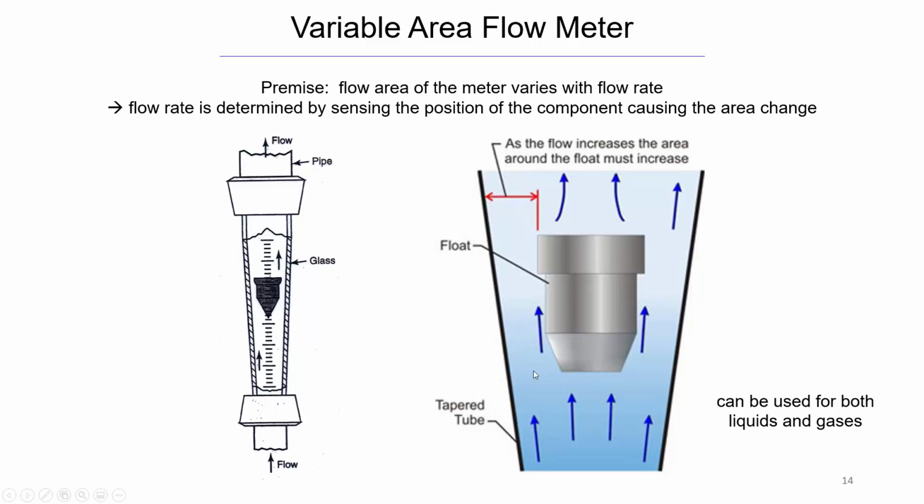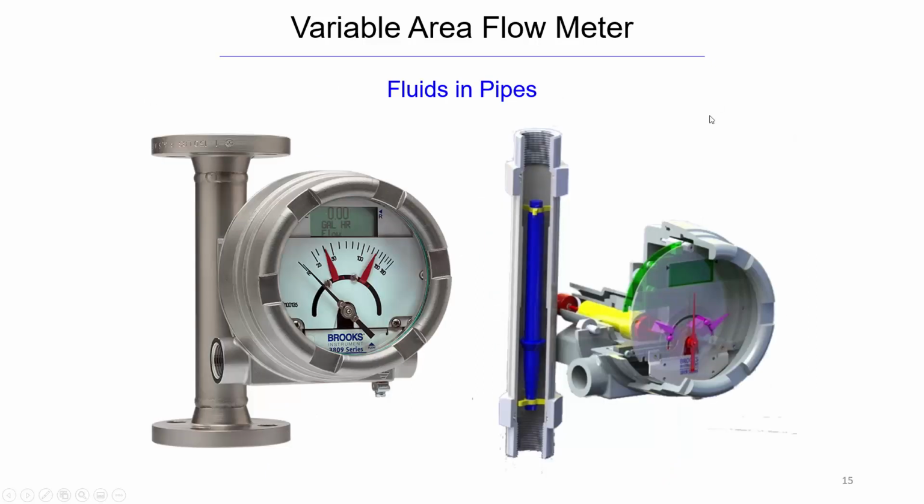You also can just see that it's tapered, so the area changes in that way as well. But primarily, we're going to be interested in this annular area. It's the ring around the float. The flow rate is determined by sensing the position of the component causing the area change. It can be used for both liquids and gases. Well, we kind of blew past this, but we'll cover it more in the next slides. It'll make more sense as we dig into the equations and all the different forces acting on it.